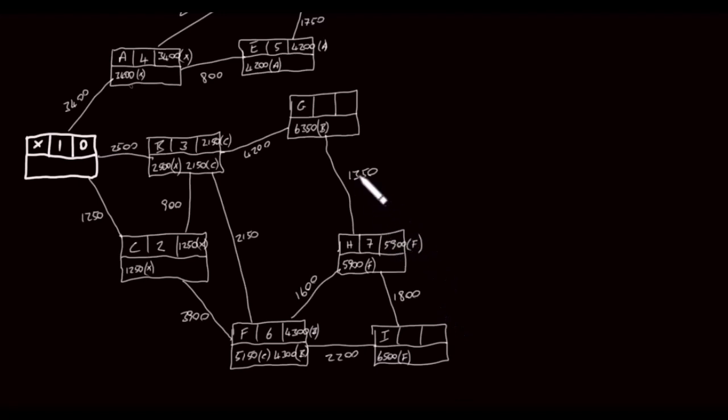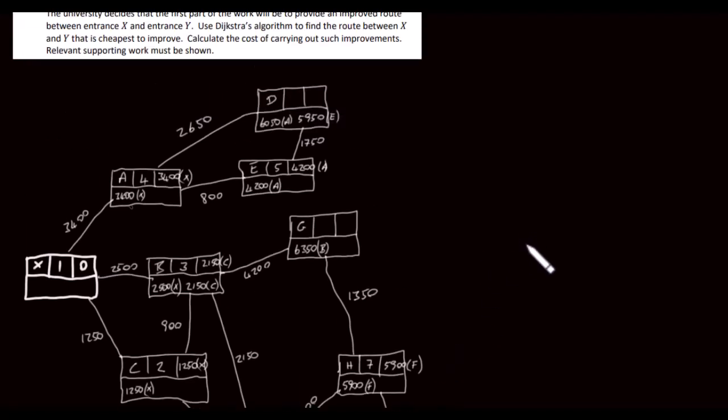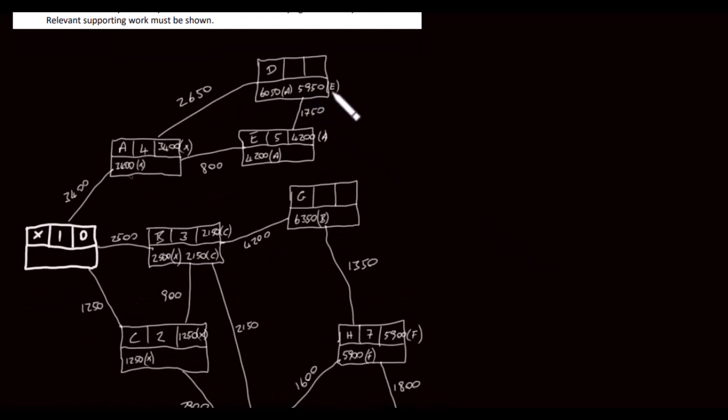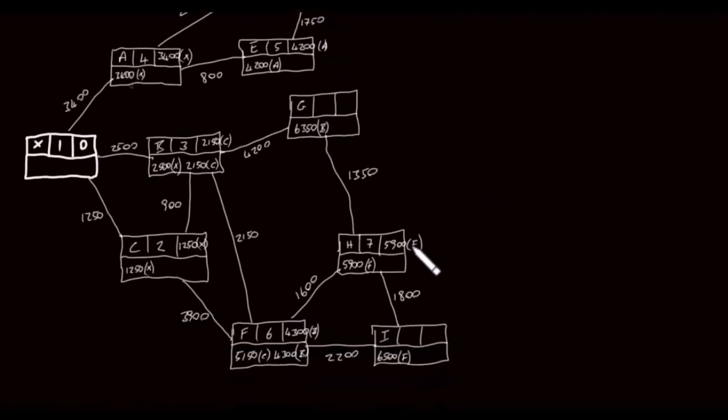So if you add 1350 to 5900, that gives 7250. That's bigger than this here, so I'm not going to put that value in here. Now if you add these two then, you get 7700. That's also bigger than this, so I'm not going to write that in here. Okay, so let's have a look at our uncompleted nodes again. So let's see, we have 5950 up here, we have 6350 here, and we have 6500 here.